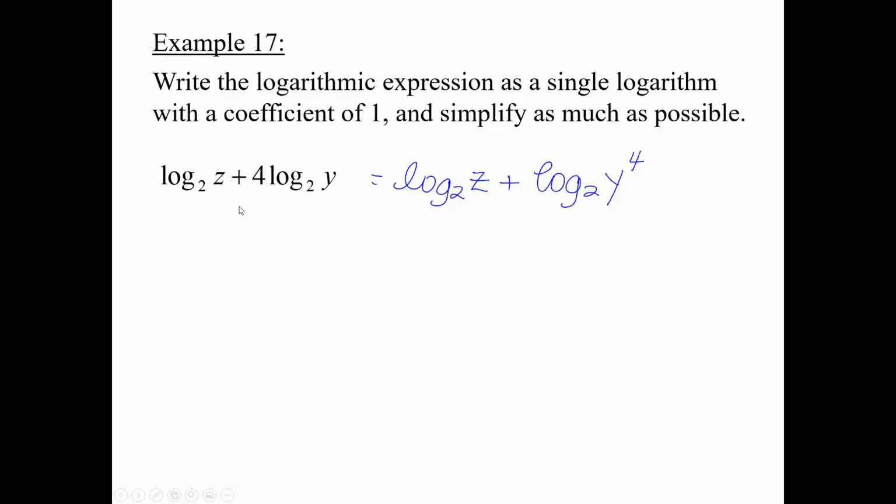Okay, in this case, we have log 2 of z plus 4 times log 2 of y. In this case, it becomes log 2 of z plus, the only thing we've done different here is we've used the power rule and taken this 4 and placed it behind the argument y. So that's the first step that we needed to do. Now, because this is a plus, the z and the y to the fourth are multiplied together.